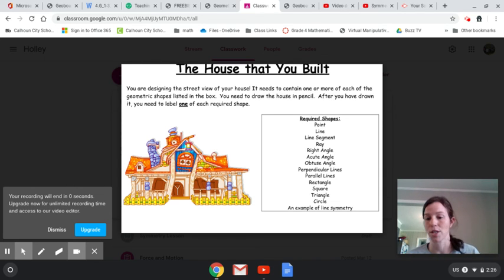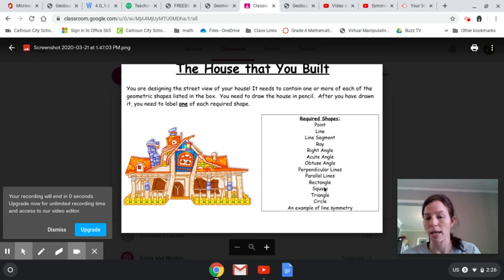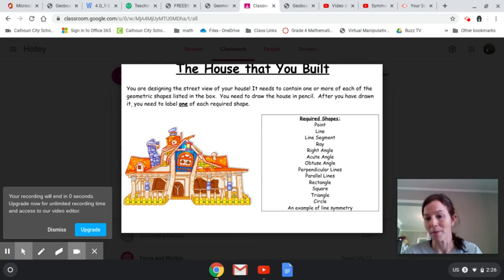So again, this can be a fictional house. This can be, if you are looking at your house, you're drawing a picture of your house. Some of you that need to get outside and just stare at your house, you can do that. Or you can just imagine one. You could watch a movie and see a beautiful house, and that's what you're going to choose. Just as long as it has all of these required shapes and vocabulary words in it. And this should be a lot of fun.